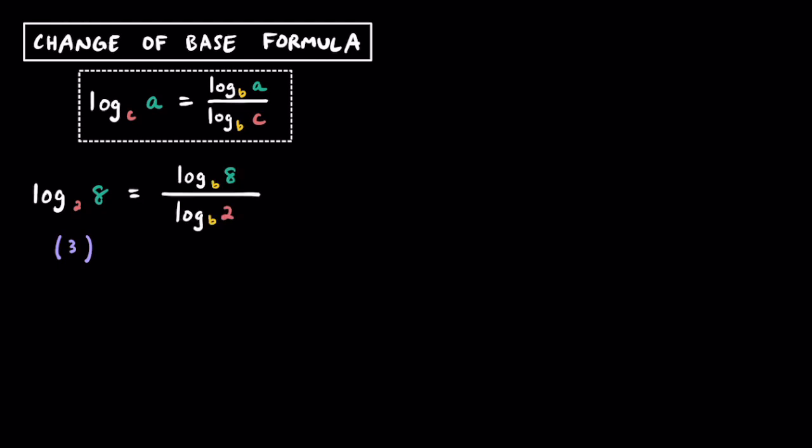According to this formula, we should be able to rewrite this expression as log base b of 8 over log base b of 2. The 8 in the original expression goes in the numerator, while the 2 in the original expression goes in the denominator. The cool thing about this formula is that b can equal any number, as long as it's not equal to 0. To verify that this is true, let's try a couple different values for b and see if it works out.